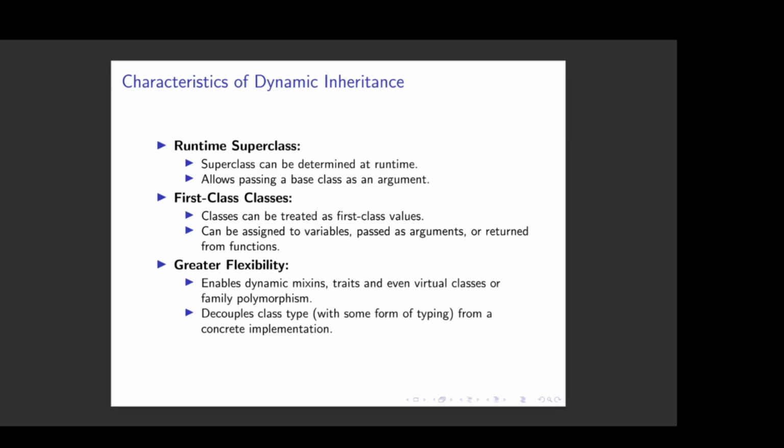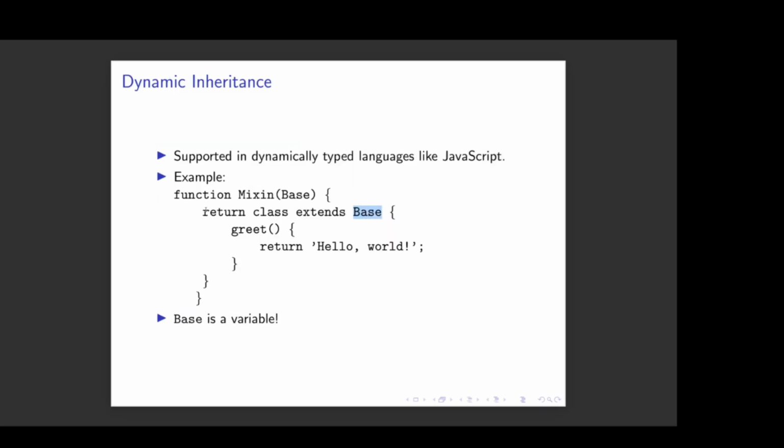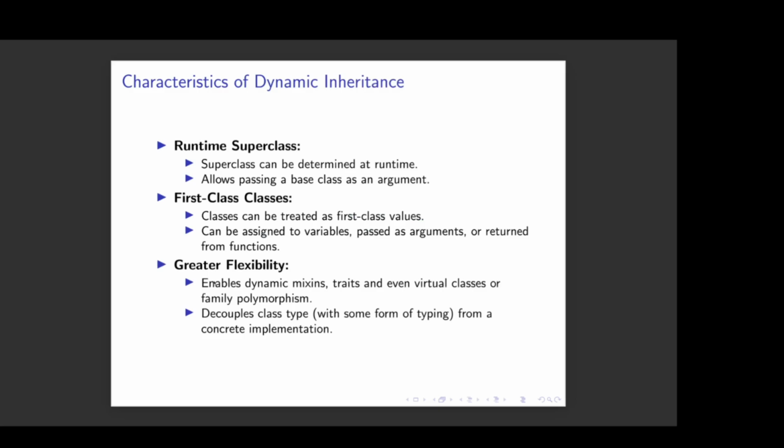You can pass classes as arguments. You can return classes, as we can see here, as results. So they are first class values in exactly the same sense as first class functions in functional programming. And this gives you greater flexibility. It enables various very dynamic forms of inheritance. You can have dynamic mixins, dynamic traits. You can even have virtual classes and family polymorphism.